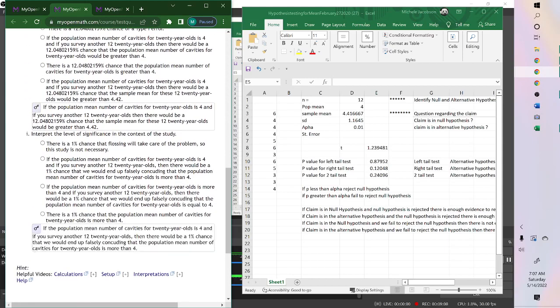And the last one, this uses the alpha 0.01. Is that the only one? Yeah, that was the second one.